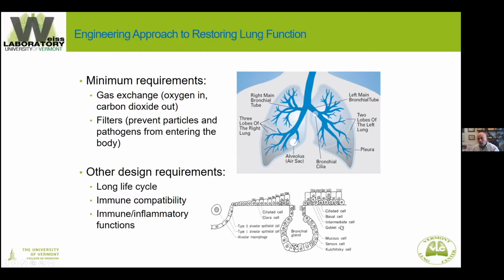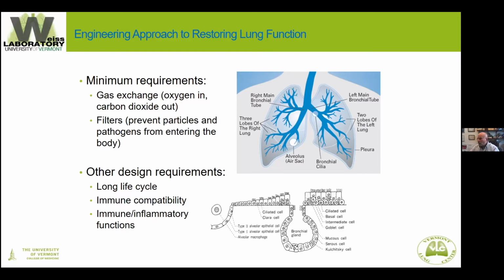It's also cellularly a very complicated organ. And in the lower right-hand schematic is just an approximation of what are felt to be roughly 40 different types of cells that make up the structure of an adult lung. And so a very complicated system to work with. Lung also acts as a filter to prevent particles from getting into the body. And then in terms of other design requirements, you need certainly long life cycle, immune compatibility. Lung also has some inflammatory or anti-inflammatory functions that need to be considered.